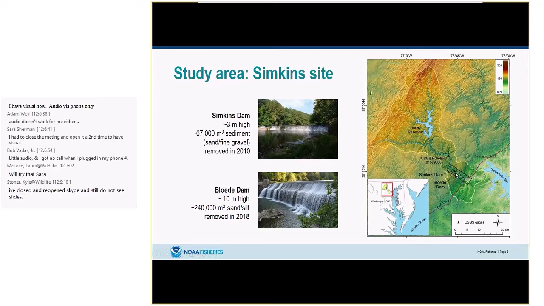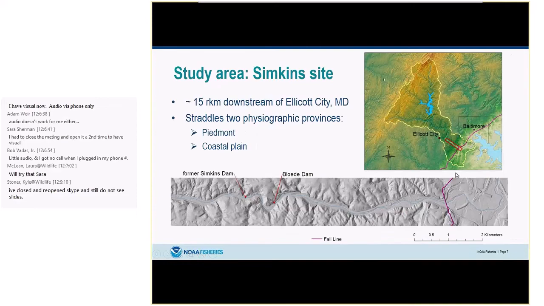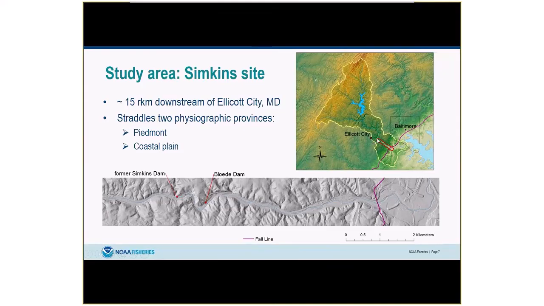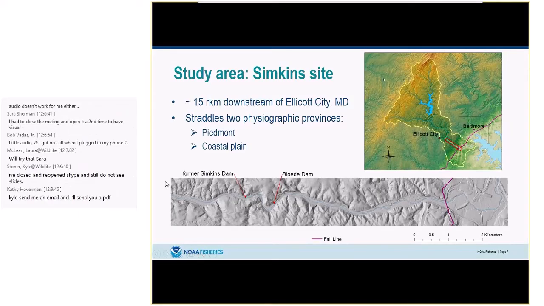Taking a closer look at the site, the Simkins Dam study area, both for the modeling and the monitoring, is about 15 kilometers downstream from Ellicott City, Maryland. So that's Ellicott City here, which I'm showing with my cursor in the inset map. And the study reach is this red rectangle. And that red rectangle is what you see stretched across your screen as a LiDAR map.